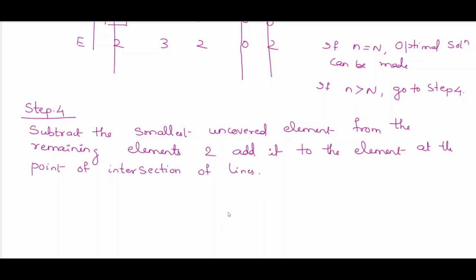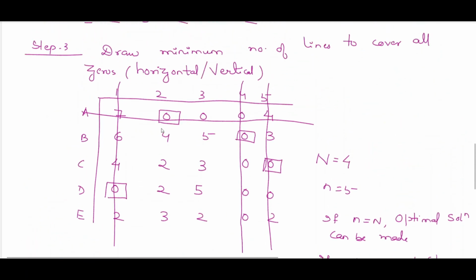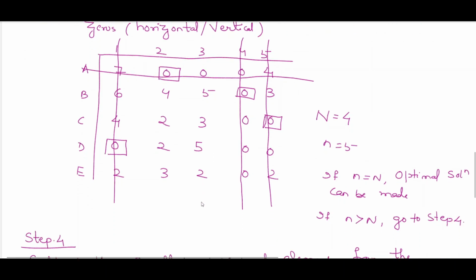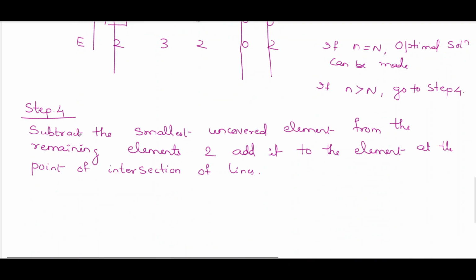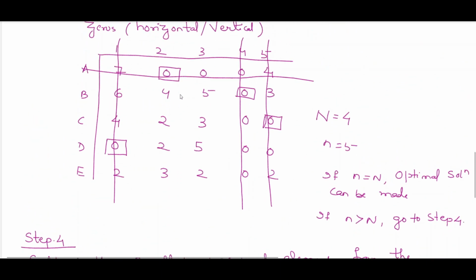What it says: subtract the smallest uncovered element. You can see that these are the uncovered elements for this problem: 4, 5, 2, 3, 2, 5, 3, 2. And out of these, 2 is the smallest one. So subtract the smallest uncovered element from the remaining elements. Here you will do 4 minus 2, 5 minus 2, 2 minus 2, 3 minus 2, 2 minus 2, all these things for all the uncovered elements.